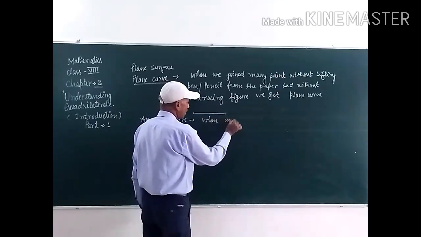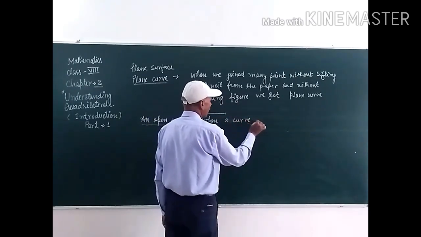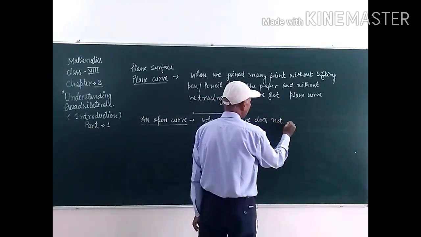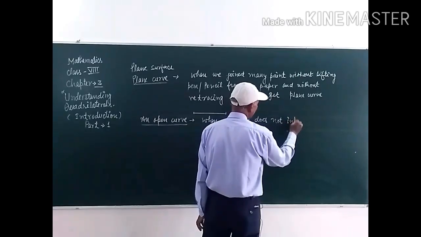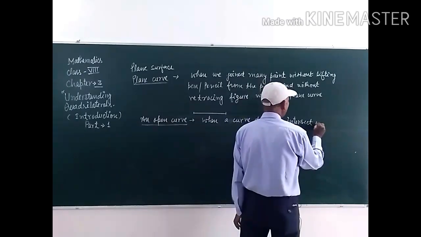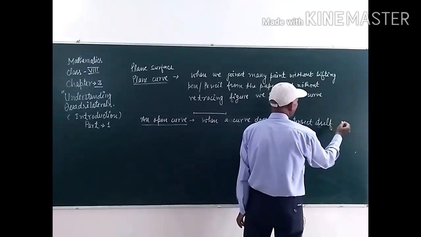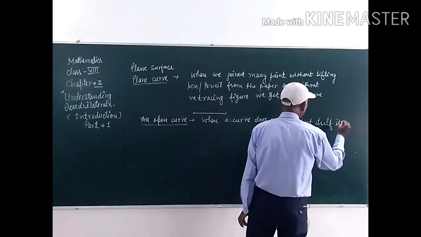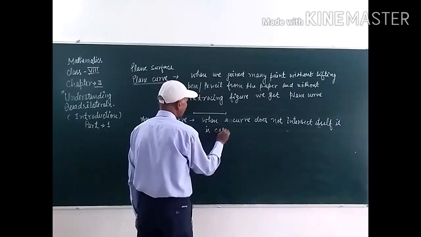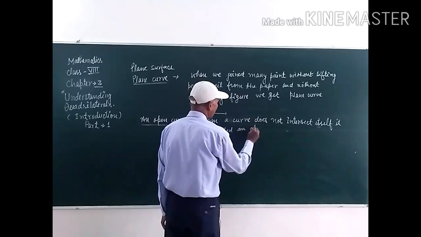When a curve does not intersect itself, it is called an open curve.